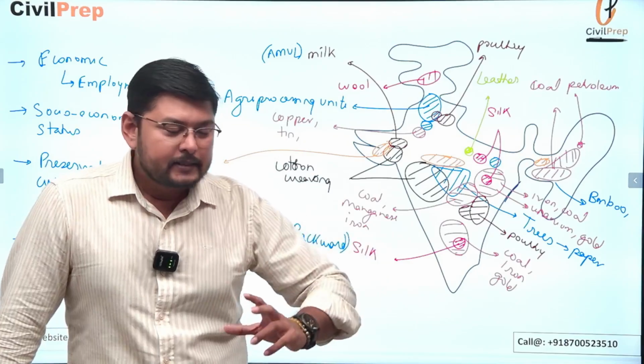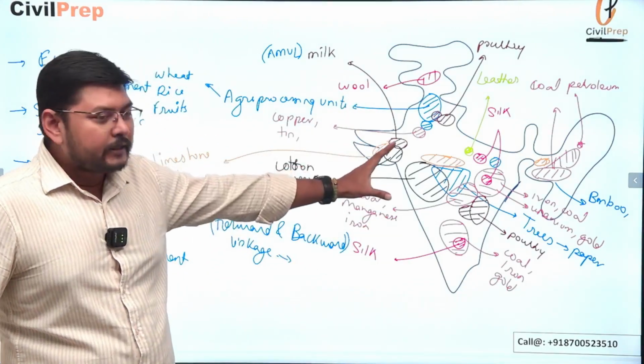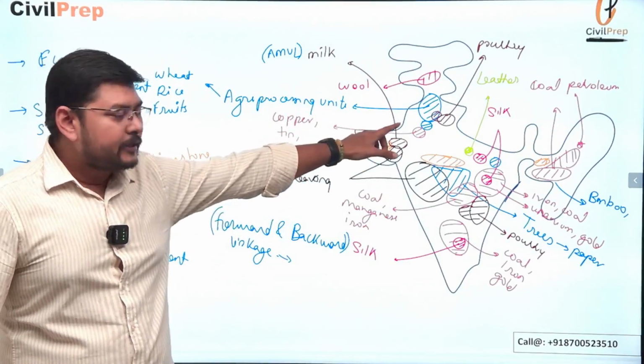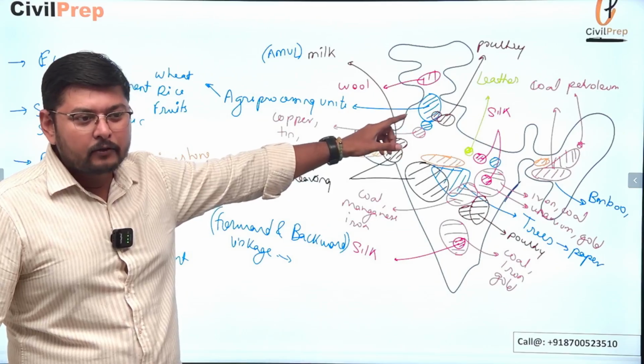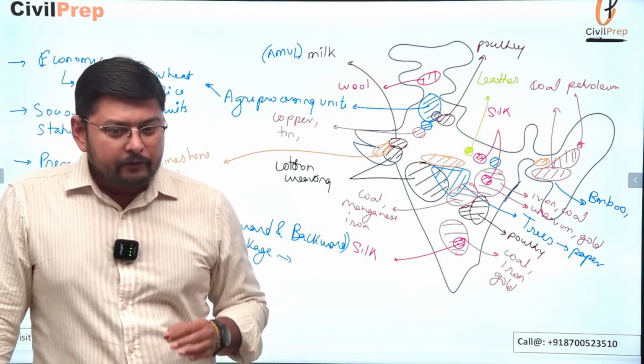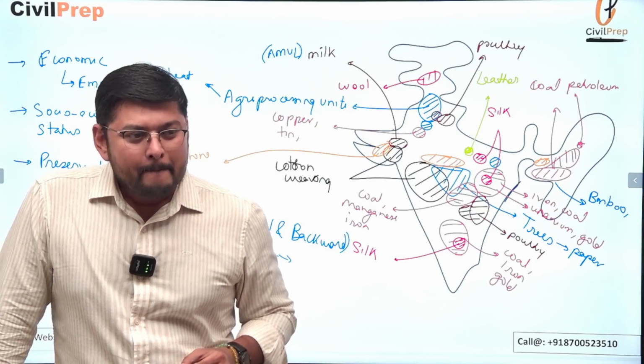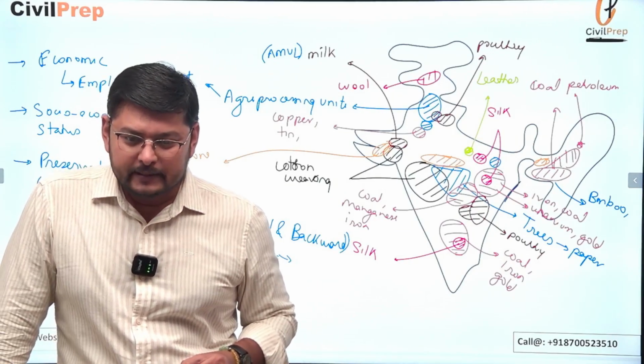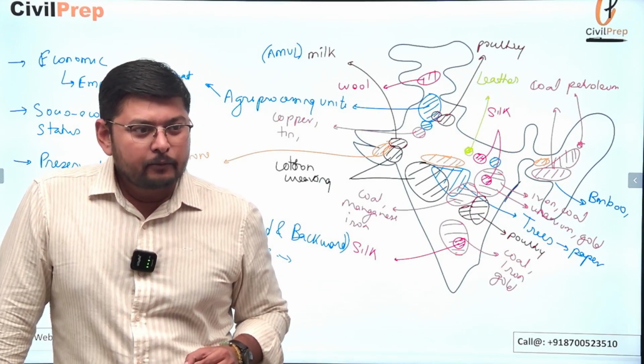Any doubts, any queries? Here the main part is drawing the map and interlinking the regional aspect with the development of the non-farm primary activity. Any doubts, any queries? Question? Okay, shall we move to the next question then?